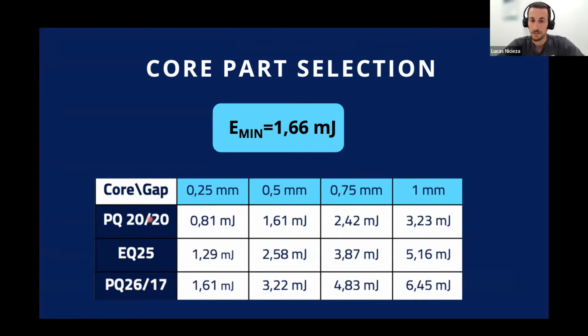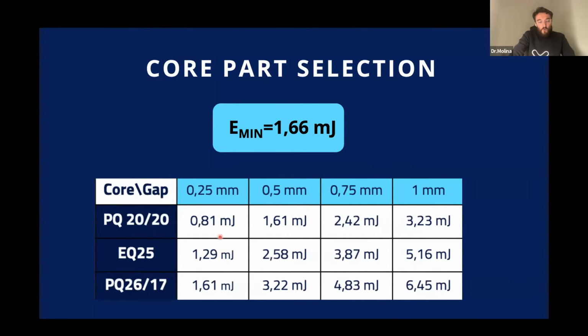In this case, the EQ25 gives us enough energy and is the smallest component between the EQ25 and the PQ2617. If we check the effective volume of these three, PQ20 is the smallest, then the second is the EQ25, and finally the PQ26. The best option would be PQ20 with 0.25 millimeters, but the energy it can store is half the energy needed. Then we have to move in that direction, or first in the lower direction.